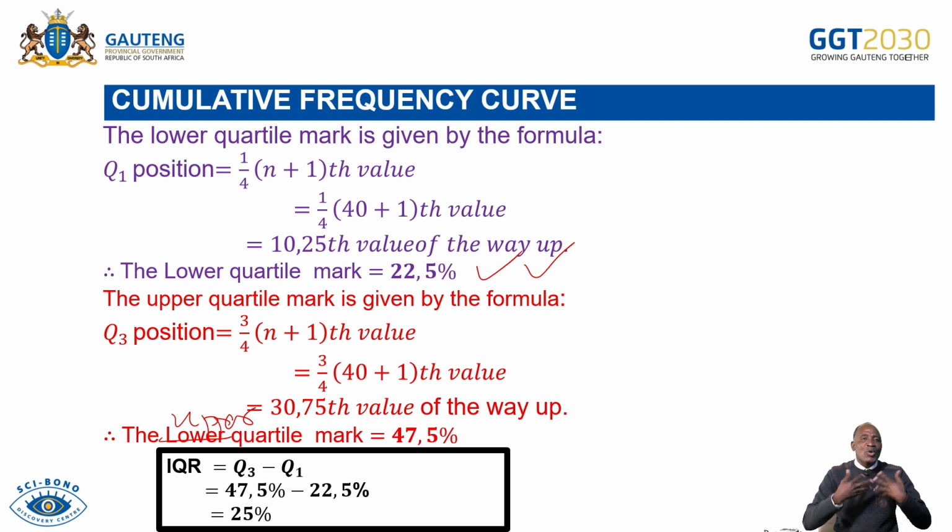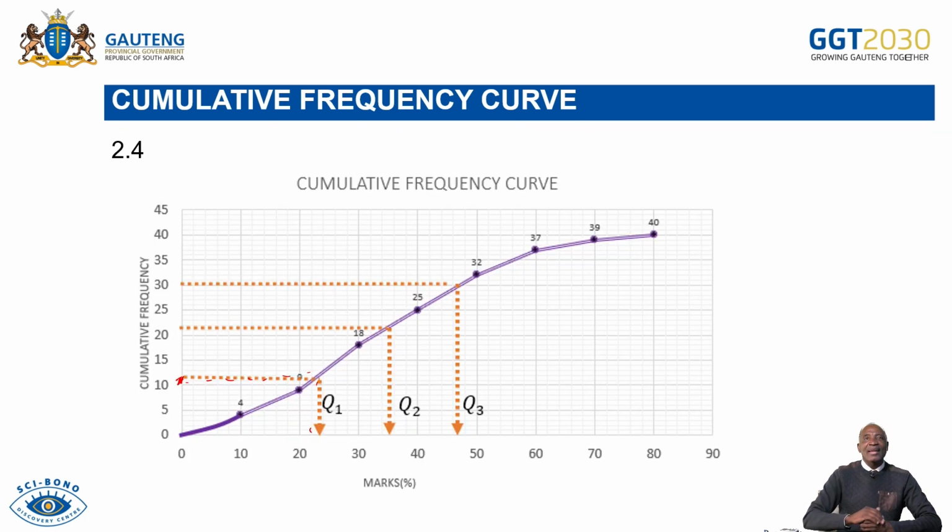Some books will even talk about the semi-interquartile range. With the semi-interquartile range, you just divide this 25 by 2. It's just a further analysis, half of it. Is it still a high number? Yes, it's still high, 12.5. It shows that there was a big gap between Q1 and Q3. That's how you interpret a cumulative frequency curve and how you calculate the interquartile range.